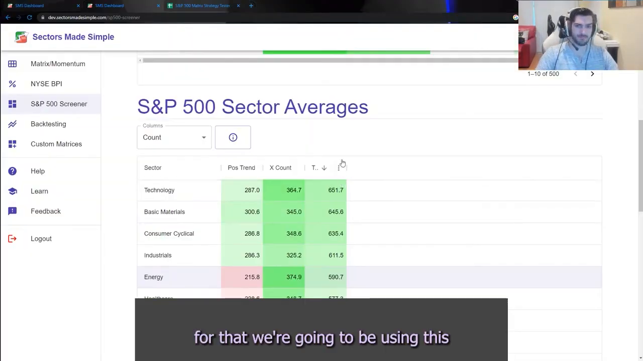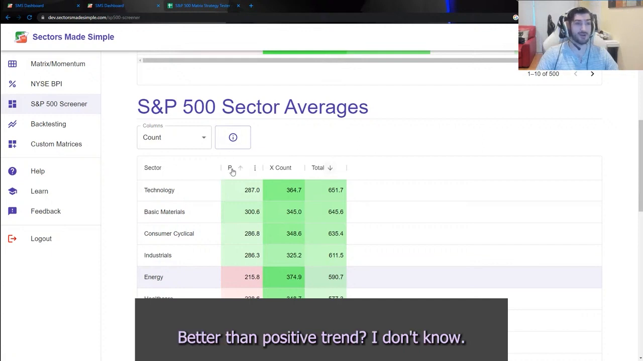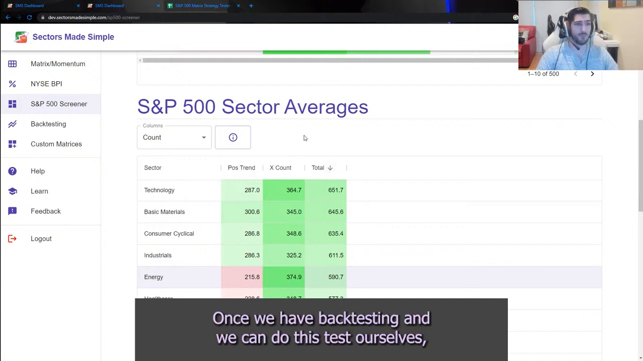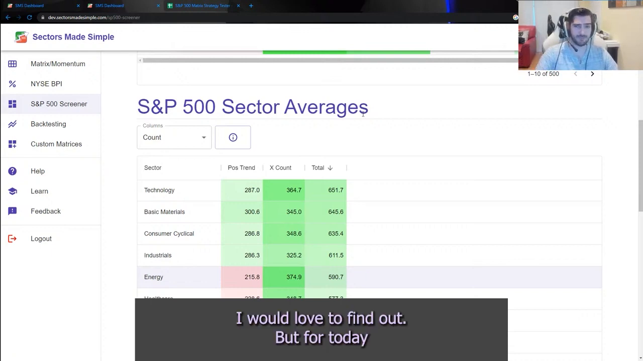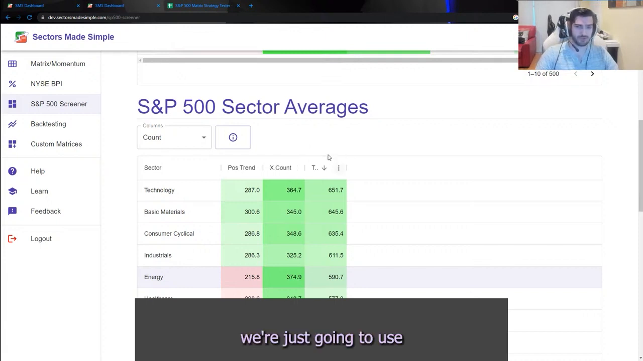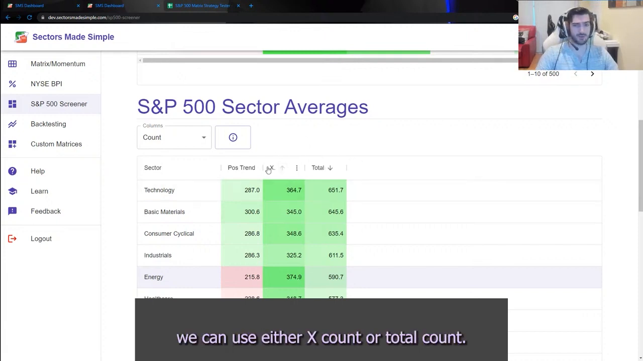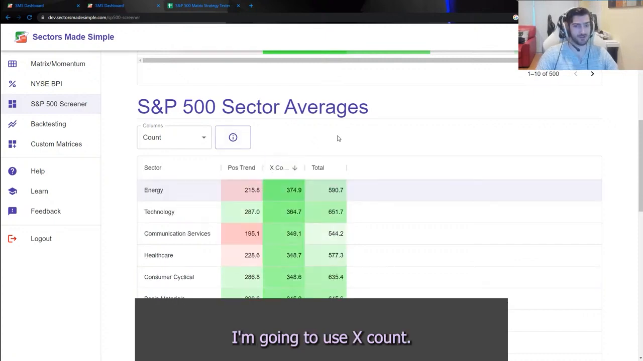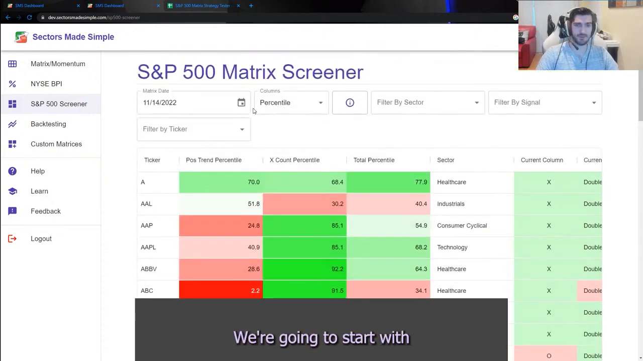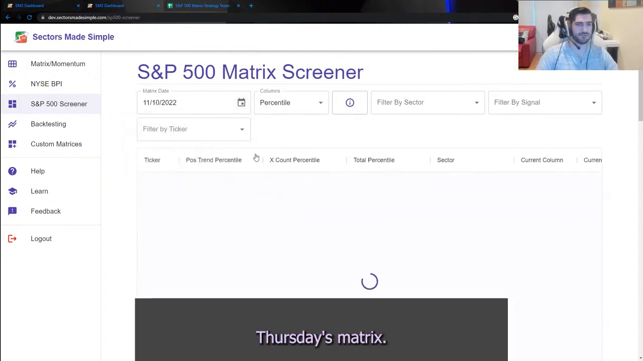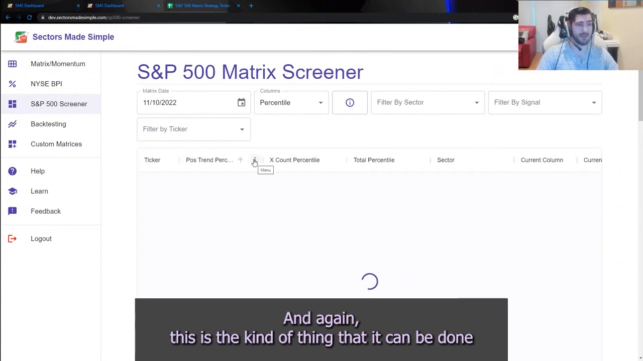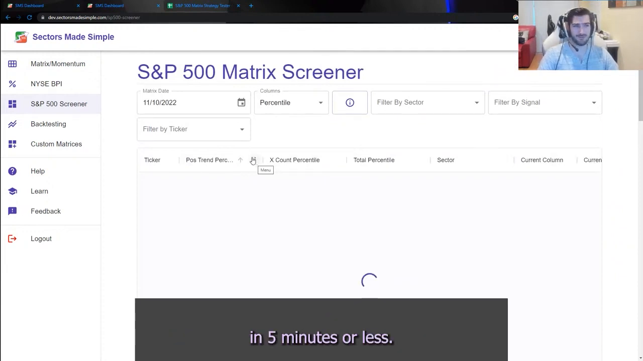For that, we're going to be using this. Is X count better than total count, better than positive trend? I don't know. Once we have back testing and we can do this test ourselves, I would love to find out. But for today, we can use either X count or total count. I'm going to use X count. We're going to start with Thursday's matrix. And again, this is the kind of thing that it can be done in 5 minutes or less.